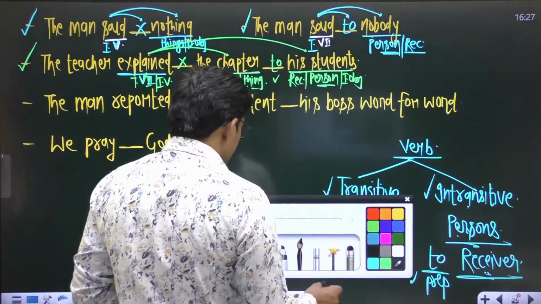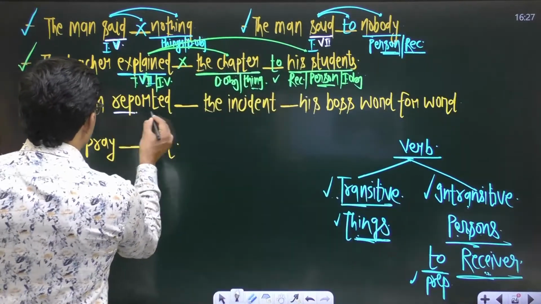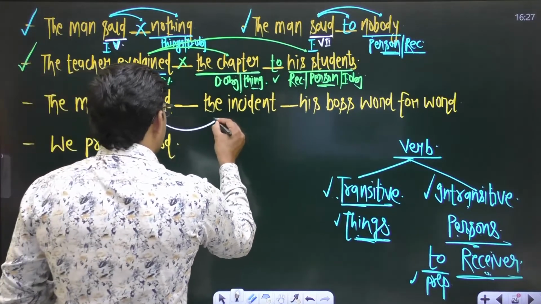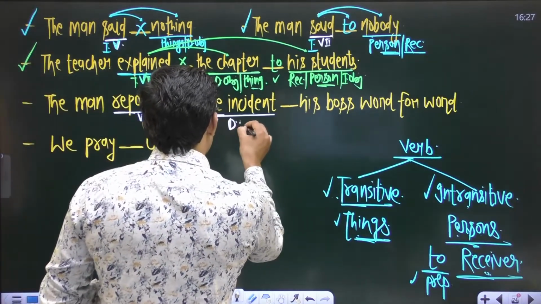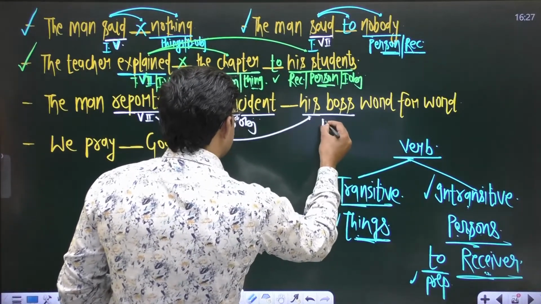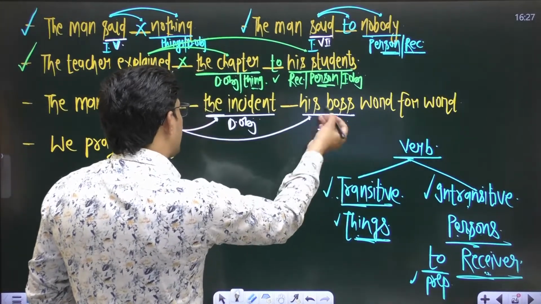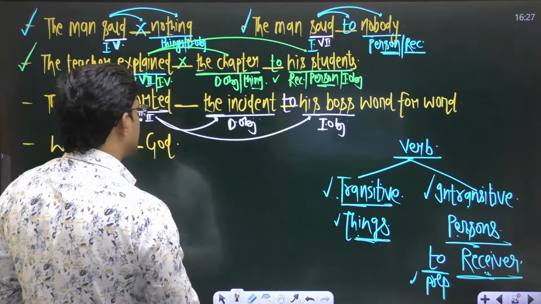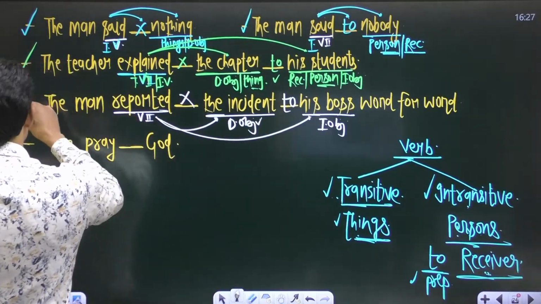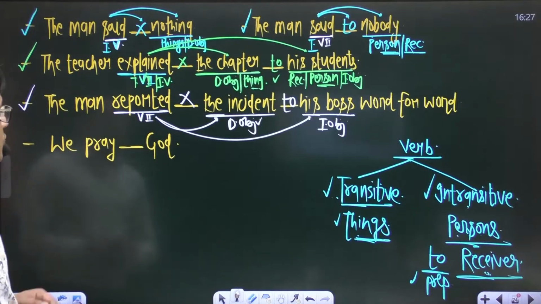Okay, so let us talk about the third sentence. In the third sentence, again you have a verb reported, the second form of the verb report. After this verb, you have an object, incident. This is a direct object. Another object you have is his boss. This is an indirect object denoting persons. Now this becomes the receiver or recipient. Here we use the preposition to, and for this direct object the verb becomes transitive, so don't use any preposition here. The sentence will be like, the man reported the incident to his boss, word for word.